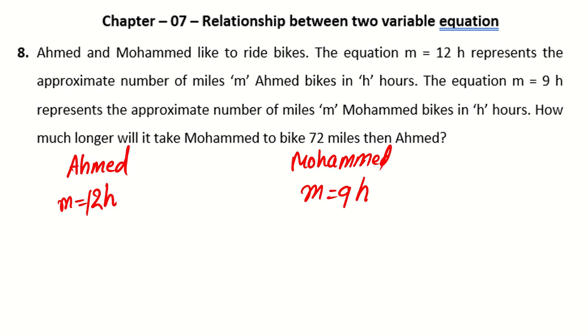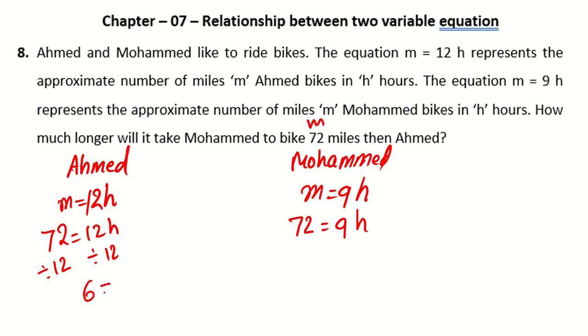So they say, how much longer will it take Muhammad to ride a bike 72 miles than Ahmed? So this is the value of m. That's 72 miles. So if I write here 72 is equal to 12h, and here I write 72 is equal to 9h. So here divide by 12, divide by 12. So 72 divided by 12 means 6 is equal to h. So Ahmed is taking 6 hours for 72 miles.